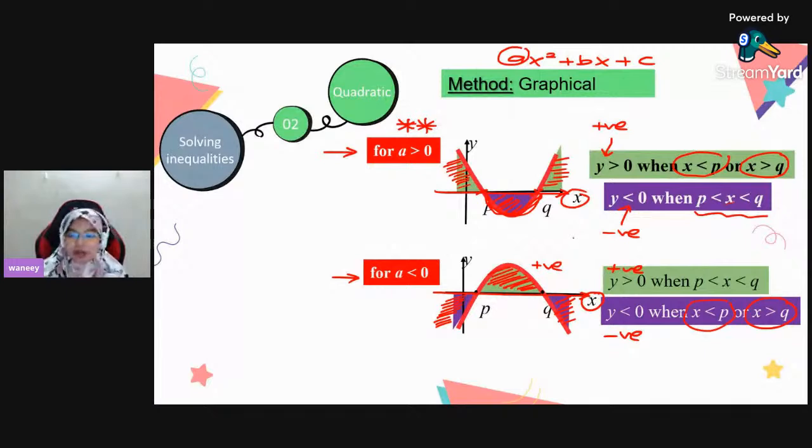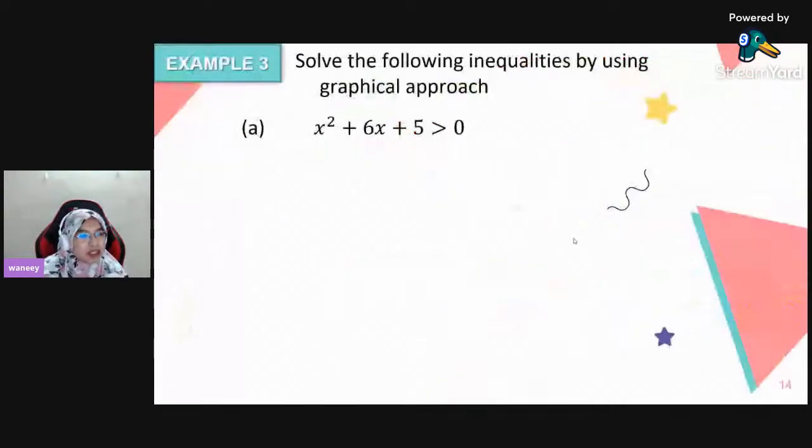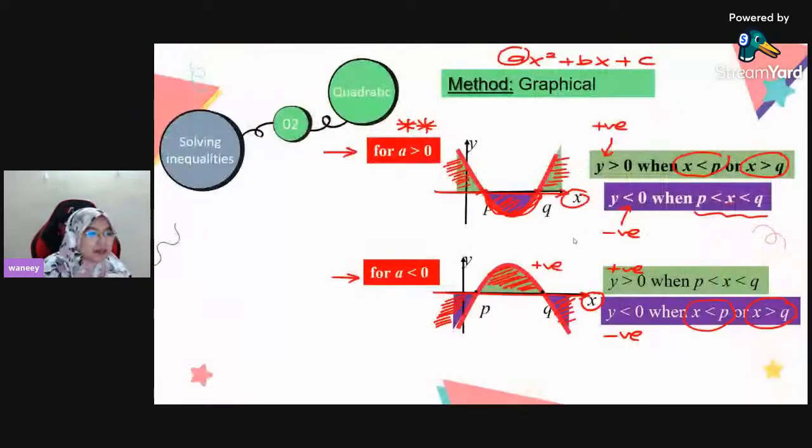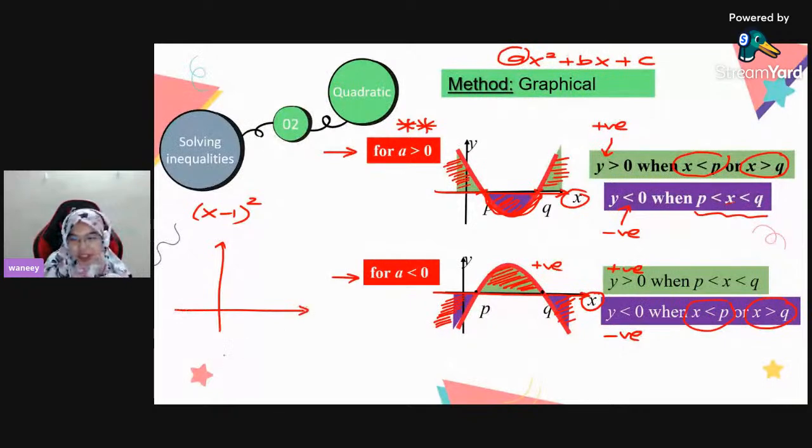Okay, so let us see some example. Graphical method, I think I have around 2 examples for this. Miss, what if the x is equal? So we only have one value of x, right? Okay. Let's say you have one value of x. Okay, x minus 1 square. What does it mean if you draw your graph, right? So this is 1.